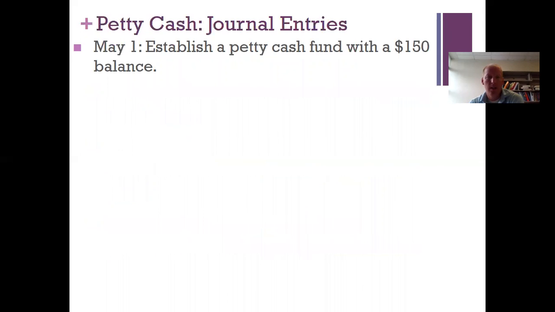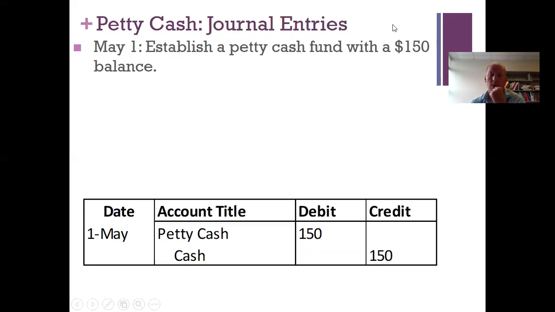All right. So the first time, when we establish the petty cash fund, what we're going to do is remove it from cash. Remember, cash is a normal debit balance. So we're going to credit cash and then debit petty cash, for $150. What's important is this is the only time that we're actually adjusting that petty cash amount: when we're establishing the fund, or if we're increasing the amount.